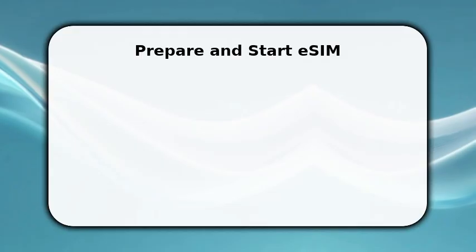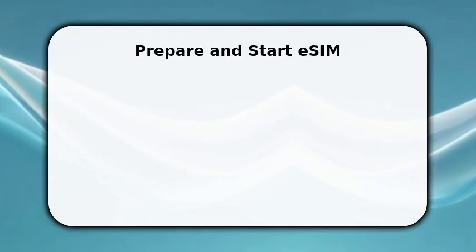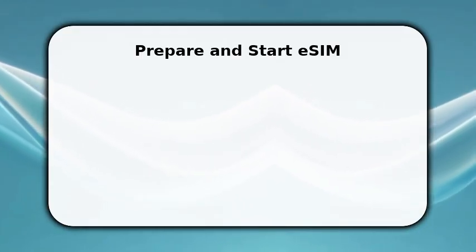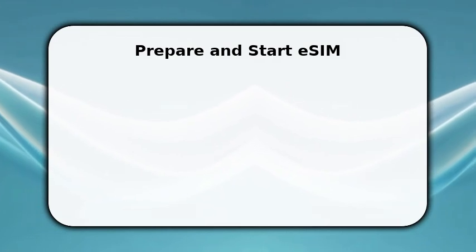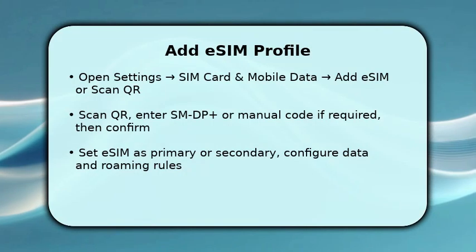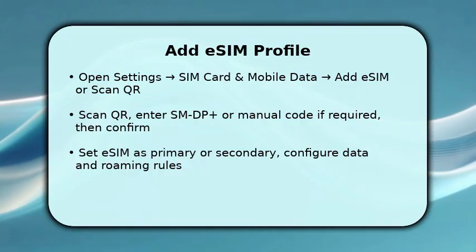Now open Settings and head directly to SIM card and mobile data to start adding the eSIM profile. This kicks off the device-side provision. You now add the eSIM profile step by step.